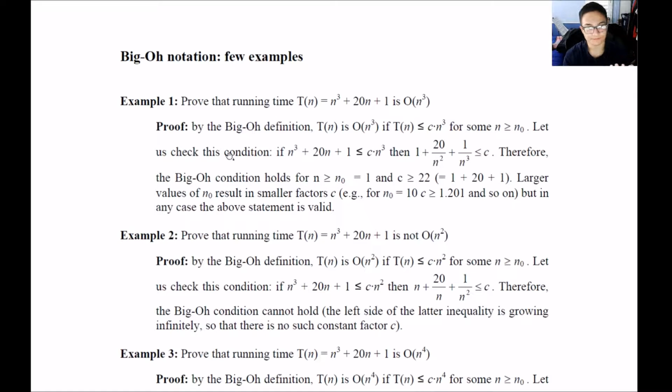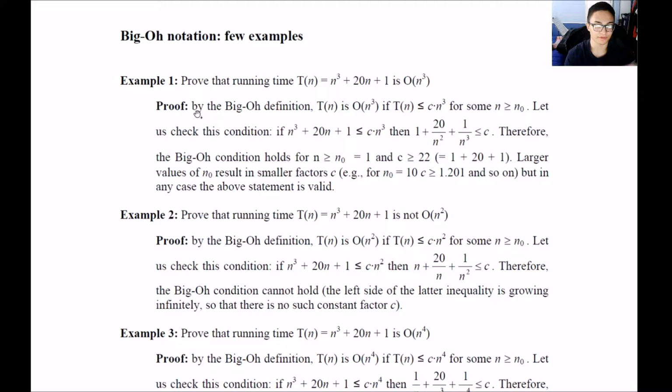So let's just run through the proof. We'll skip down to the proof. By the big O definition, T of n is O of n cubed if T of n is less than or equal to C times n to the third for all n greater than or equal to some n naught. Let us check this condition. If n cubed plus 20n plus 1 is less than or equal to C times n cubed, then 1 plus 20 over n squared plus 1 over n cubed is less than or equal to C.